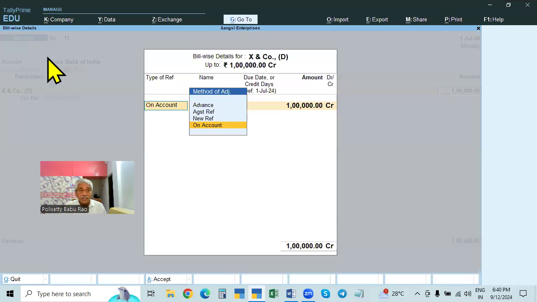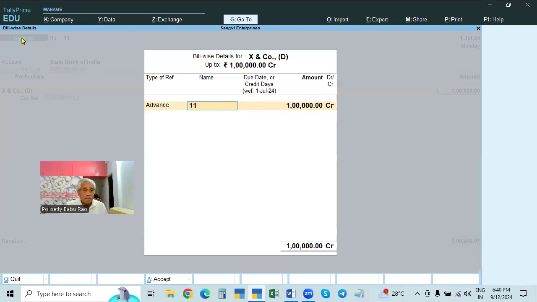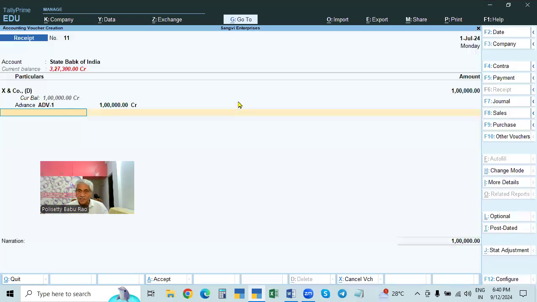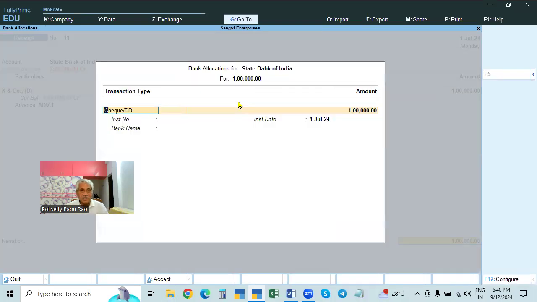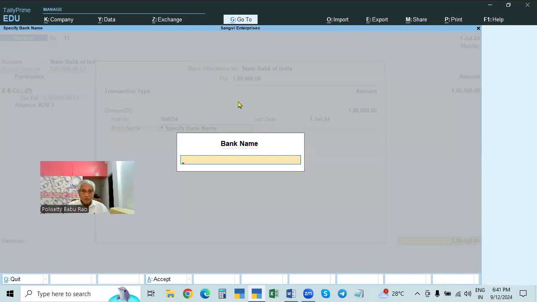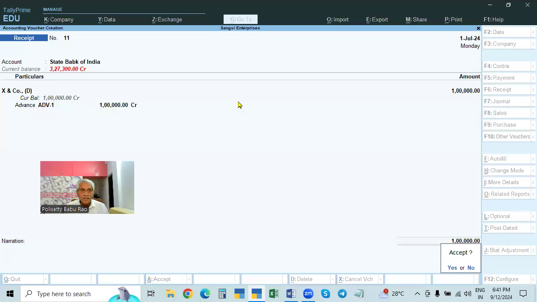It will show on account because we are receiving. Against reference, there is no pending bill, so it is showing as advance. This is received as advance, so I have to take the advance. The receipt number is not required here. Advance 1, we are receiving 1 lakh rupees. This is a cheque, showing how you received it, the cheque number, and their bank, State Bank of India.